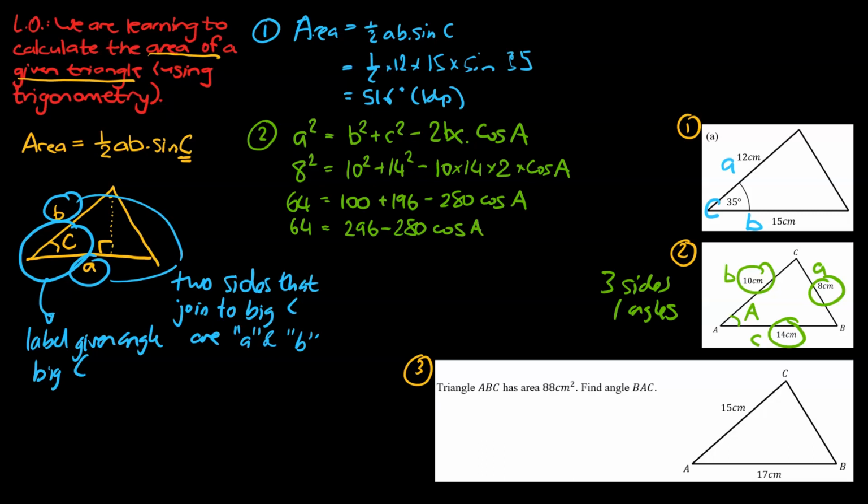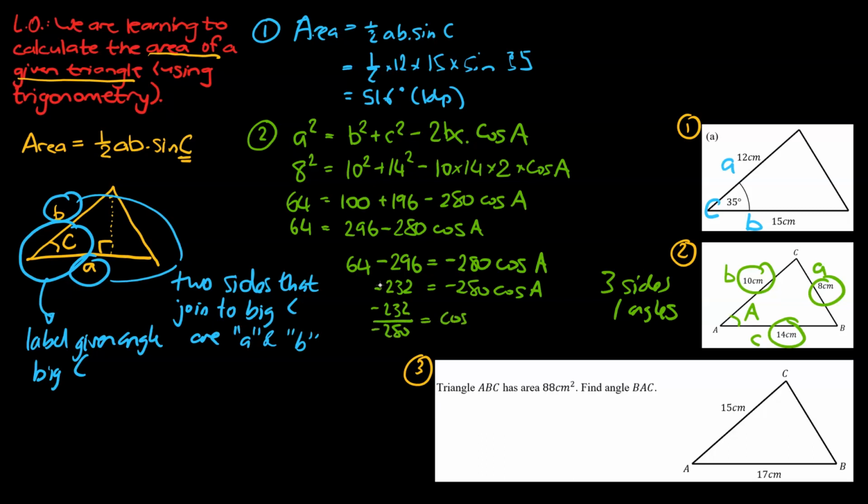We can then use our algebra and our rearranging from there to finish this off. So 64 minus 296 should be equal to negative 280 cos big A. 64 minus that comes to negative 232. That's going to be equal to negative 280 of cos big A. So we're going to go negative 232 divided by negative 280.